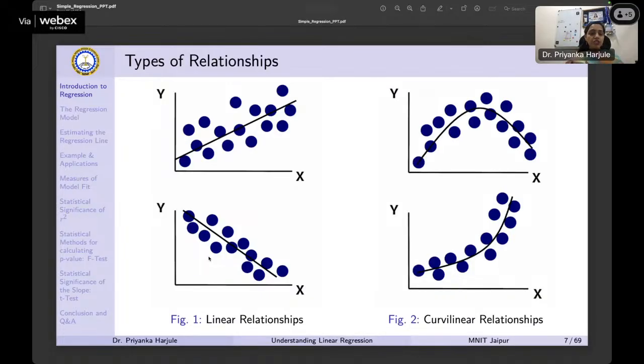If you are more absent in the class, your grades will fall. The next set of relations are the curvilinear relations. So this is an inverted U-shaped relation. Here you can see that y increases with x up to a point and then it decreases.